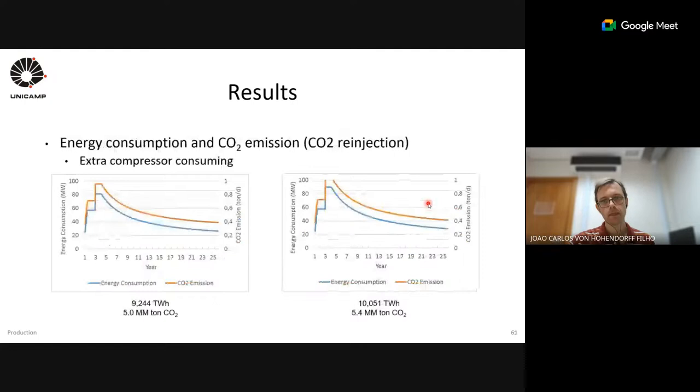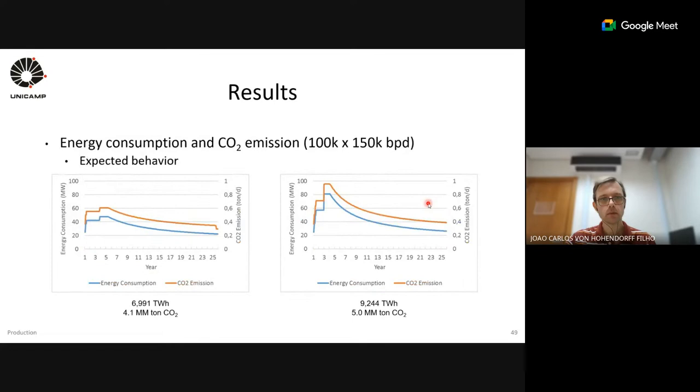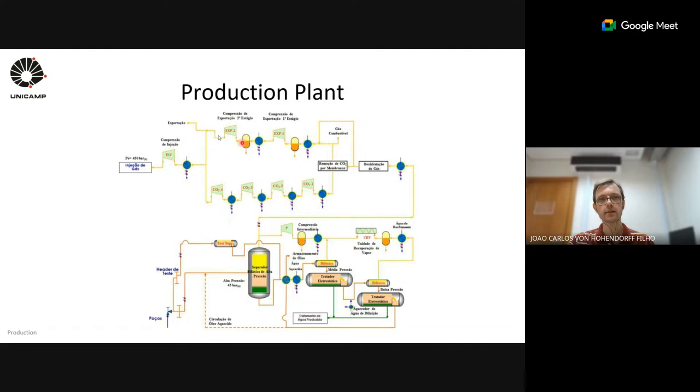And in terms of energy consumption and CO2 emission, I need to include an extra compressor. Okay, if you remember in the beginning, in all the cases, I am just separating and sending for exporting. But I can separate CO2 and reject it in the reservoir and avoid part of the CO2 exportation. That is interesting in terms of the production unit being onshore. Okay.